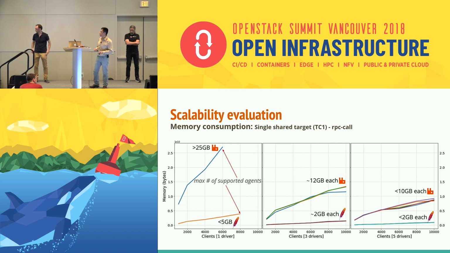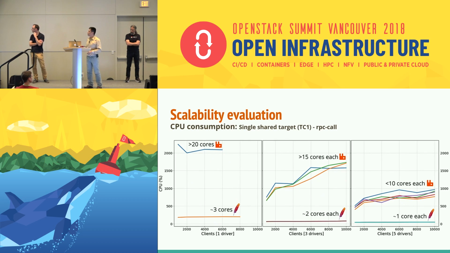Another interesting thing is that we also identified the maximum number of supported agents for each driver. In the case of the broker, we have around 6,000 clients compared to the 8,000 clients of the router. This phenomenon is the same for the configurations of 3 drivers and 5 drivers. But the load of memory is distributed between all the routers or brokers.